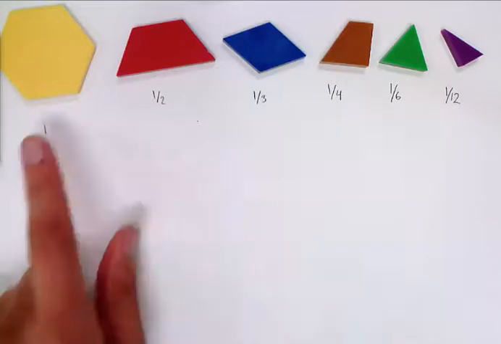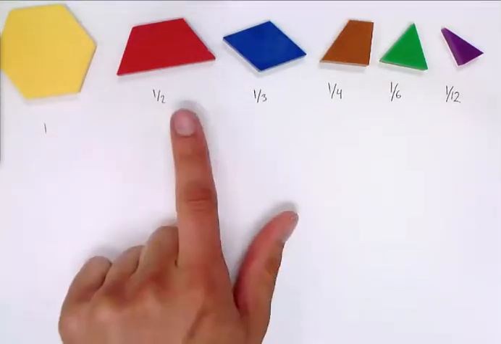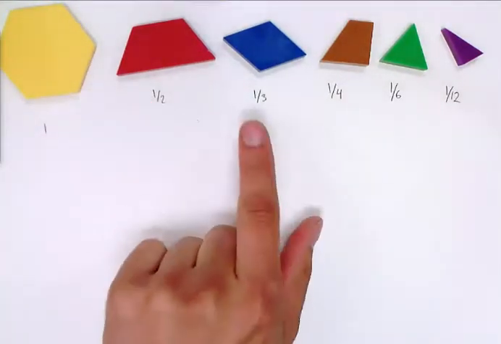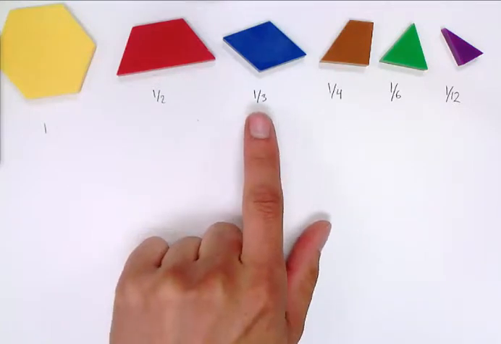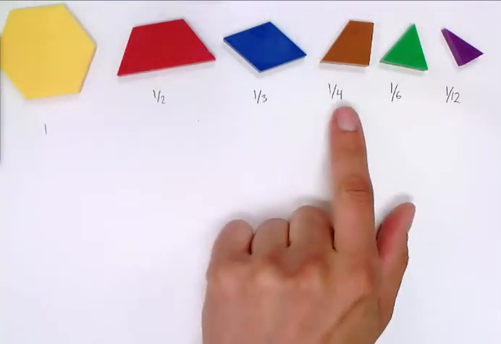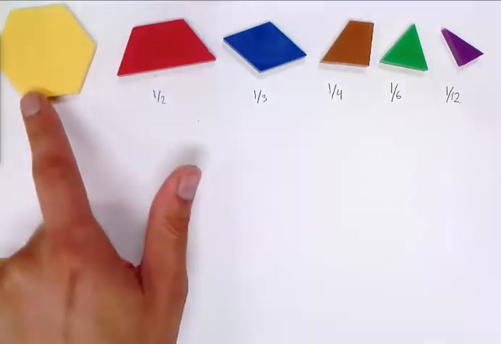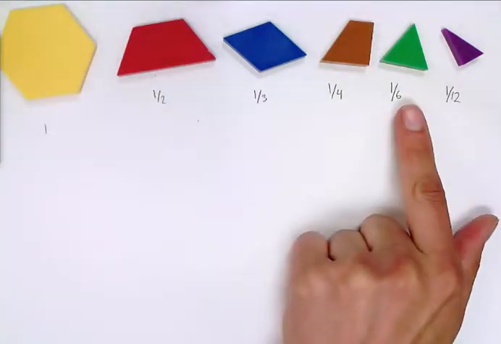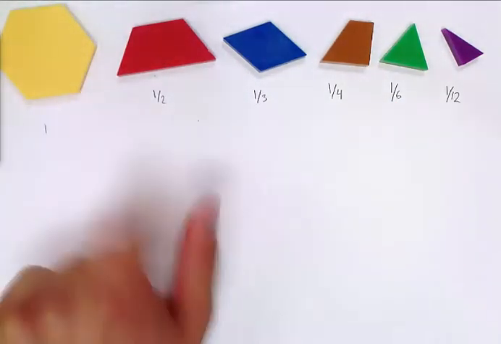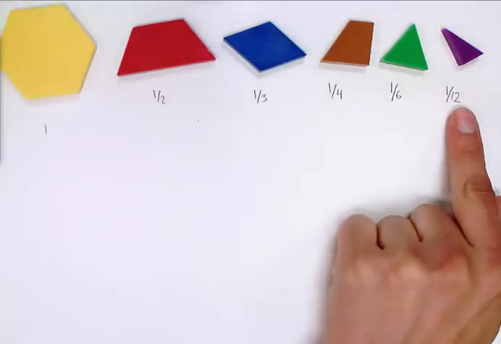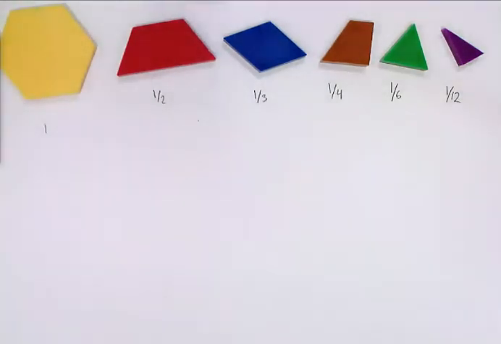So we're just going to go over this. This shape here represents 1. We have this shape here as half because half of it fits into there. We have 1/3 because 3 of these fit into there. We have 1/4 because 4 of these shapes fit into my original, and we have 1/6 because 6 of these shapes fit into my hexagon, and then we have 1/12 because 12 of these shapes fit into my hexagon.